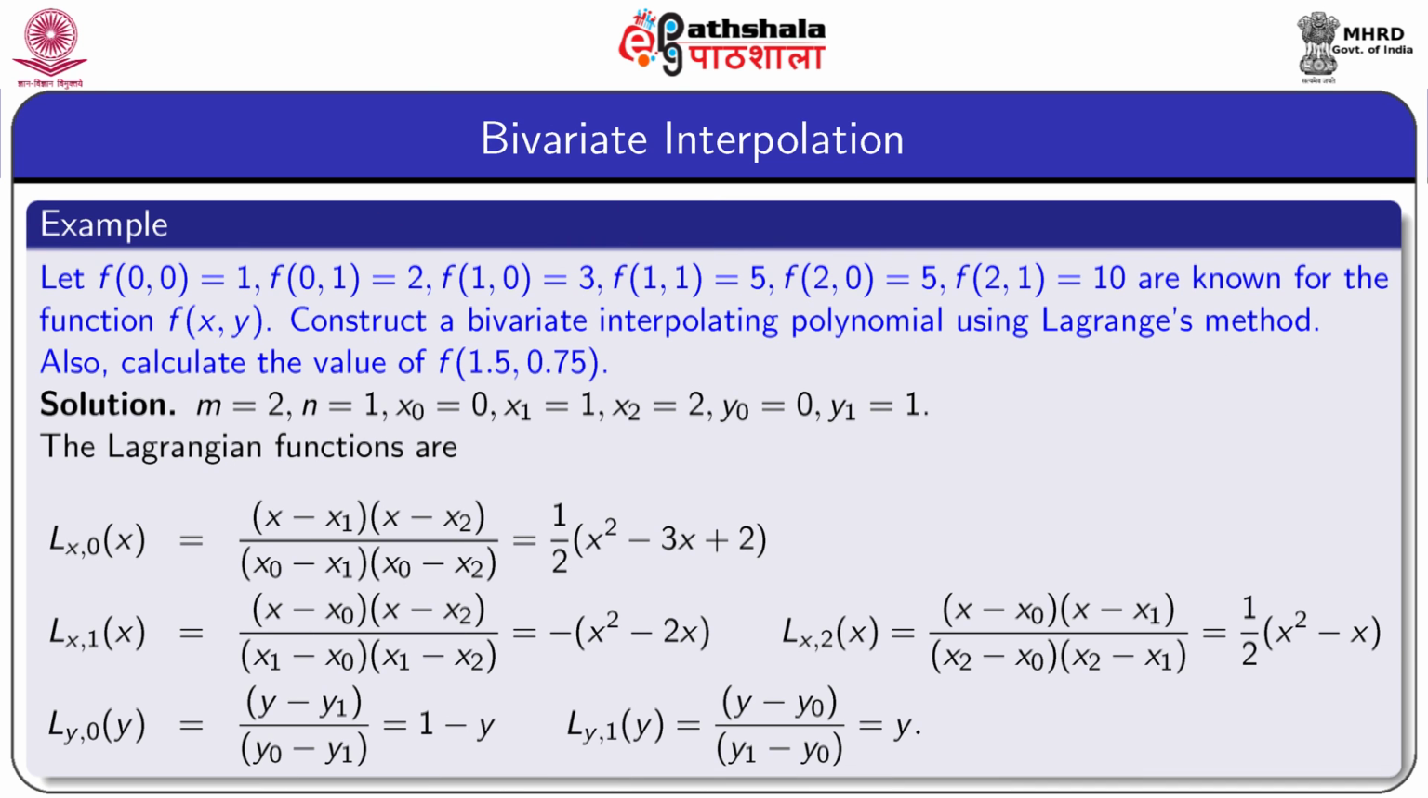So, for this problem, m equal to 2 and n equal to 1, that means x0 equal to 0, x1 equal to 1, x2 equal to 2, so the number of arguments of x is 3, and y0 equal to 0, y1 equal to 1. The Lagrangian functions are Lx0 of x equal to x minus x1 into x minus x2, whole divided by x0 minus x1 into x0 minus x2. After substituting the values of x0, x1 and x2, this expression reduces to half into x square minus 3x plus 2. Similarly, Lx1 of x is equal to minus x square minus 2x, Lx2 of x equal to half of x square minus x, and similarly Ly0 of y equal to y minus y1 whole divided by y0 minus y1, equal to 1 minus y.